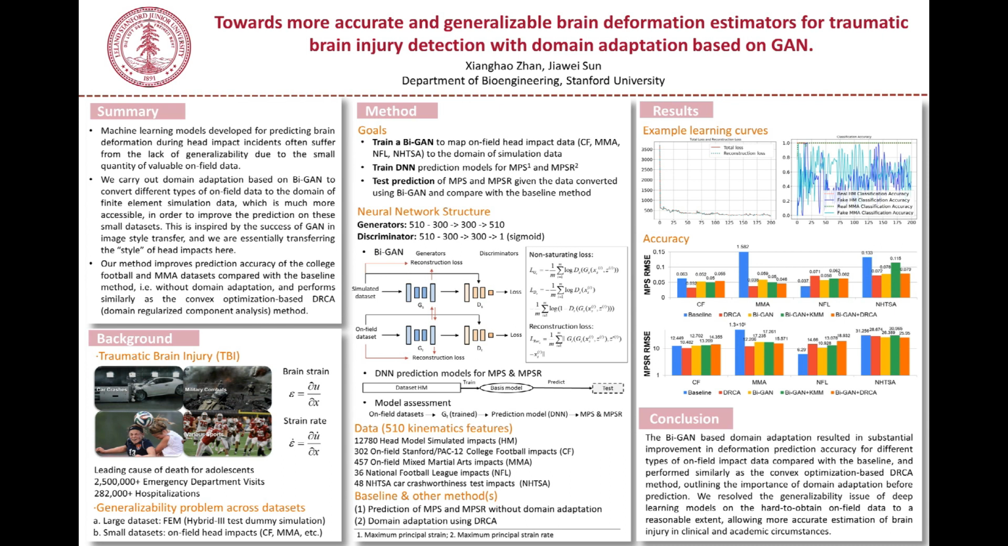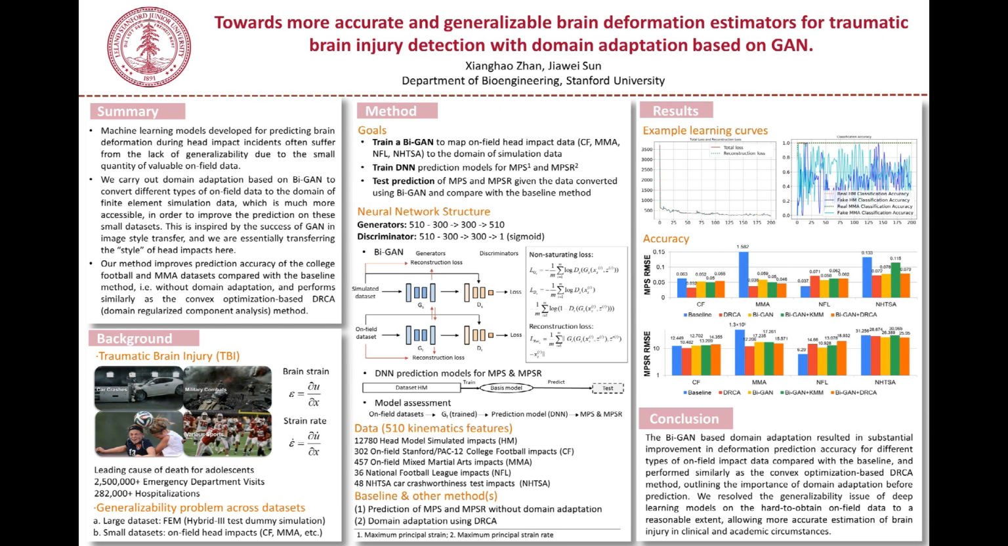One exception in the result is in the National Football League dataset. We believe this is caused by two reasons. Firstly, the NFL dataset only includes 36 impacts, which may be too few to sufficiently represent the true data distribution. And secondly, the NFL dataset and the head model simulated impacts may bear high resemblance because the head model simulation is designed to generate NFL football-like impacts.